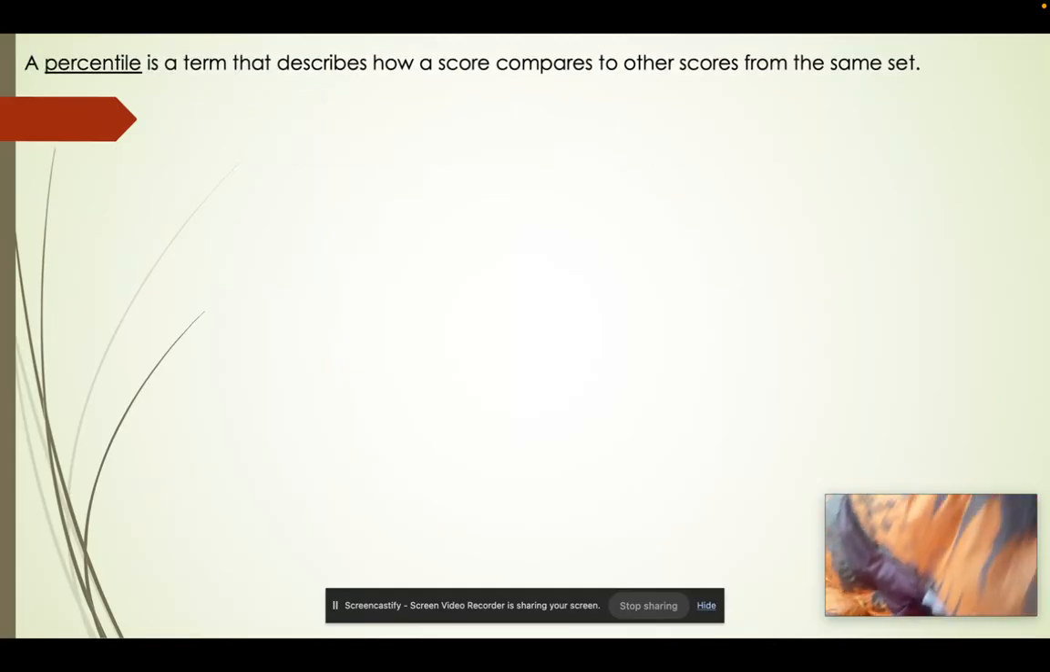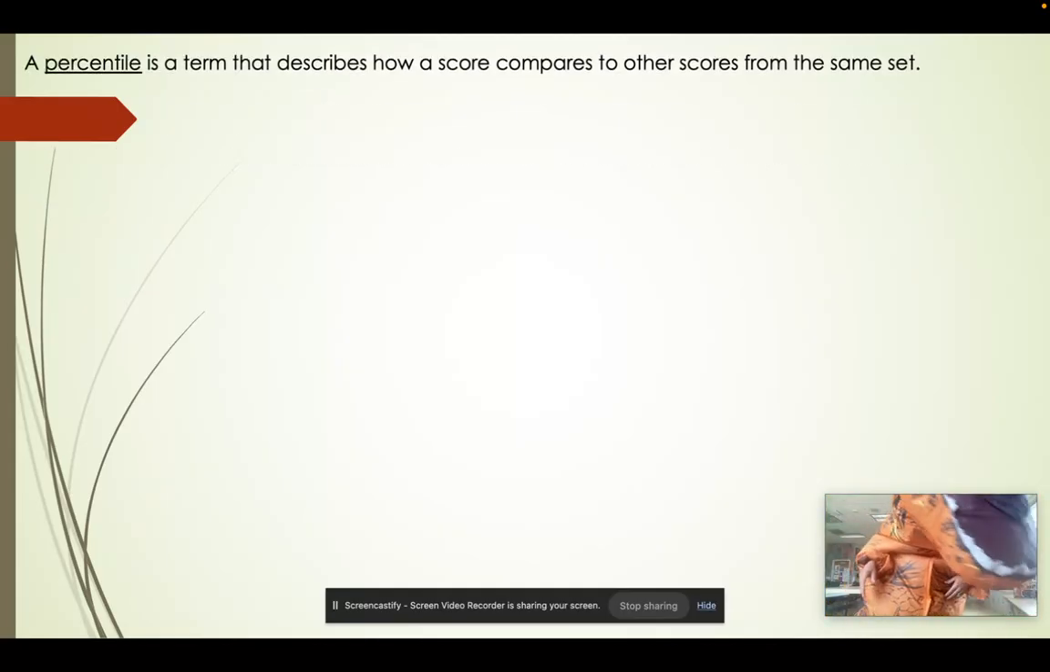Okay, so let's talk about what we're talking about today, which is percentiles. A percentile is a term that we use to describe how a score compares to the other scores that are in the set.